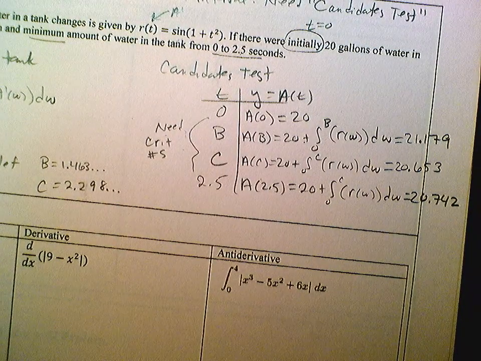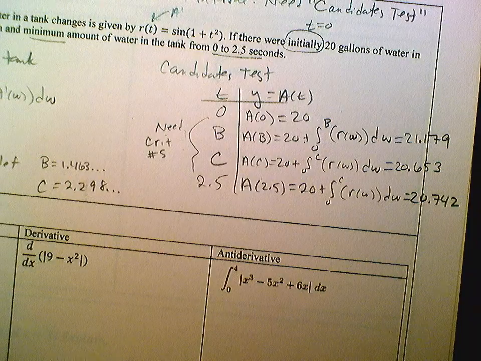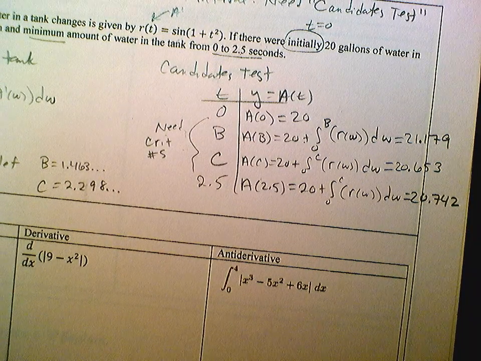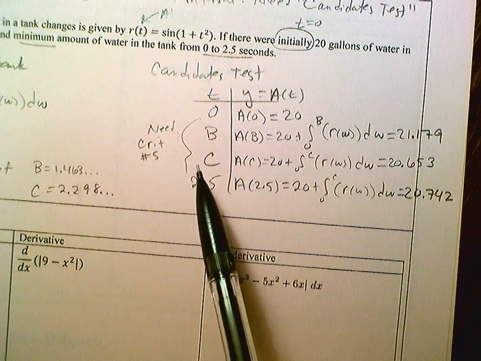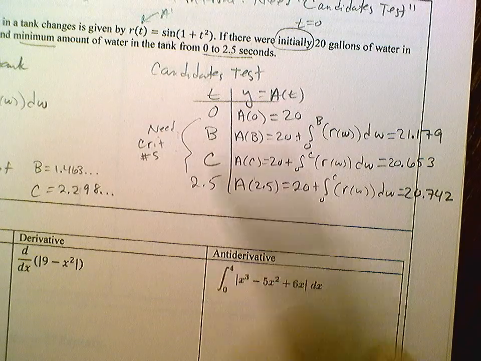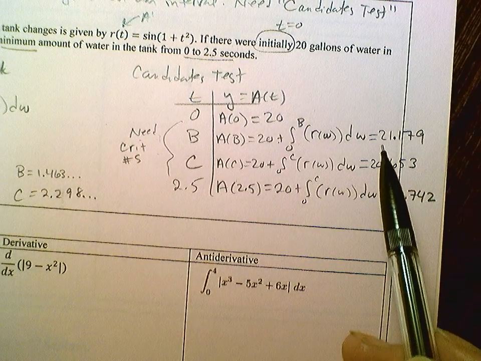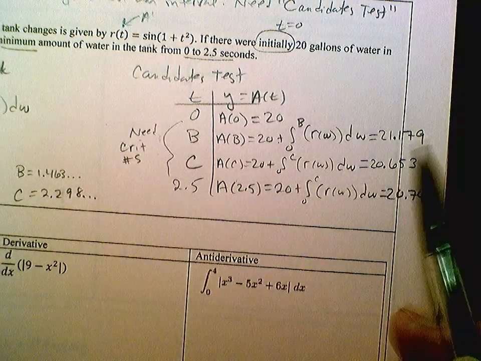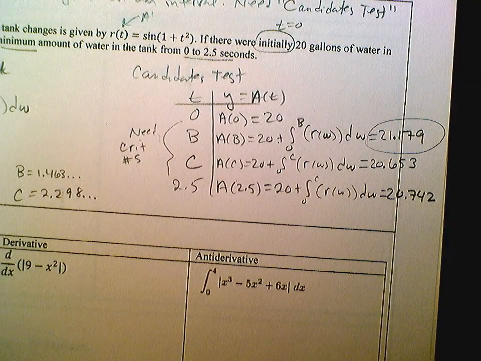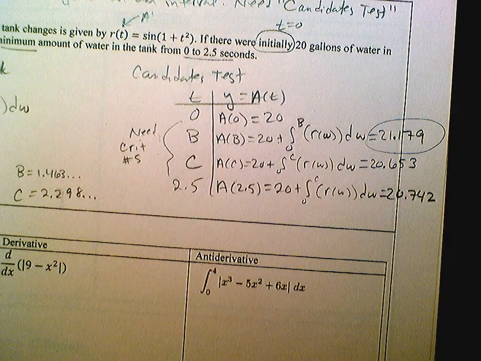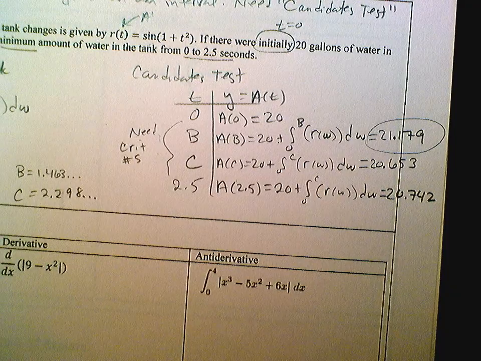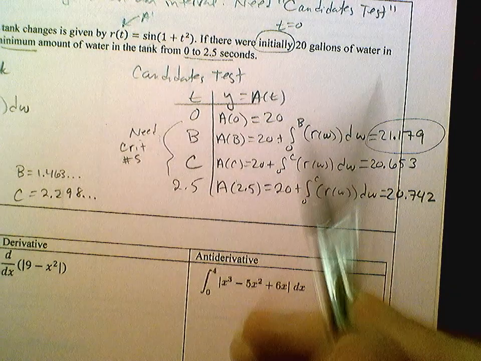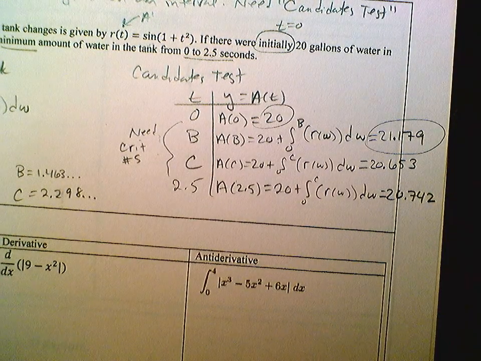20.742. So the answer is, find the absolute max and min. Okay, so the absolute max is 21.179 gallons, and the absolute min is 20 gallons. All right, so let's say that nicely.